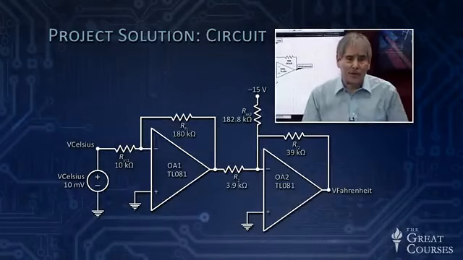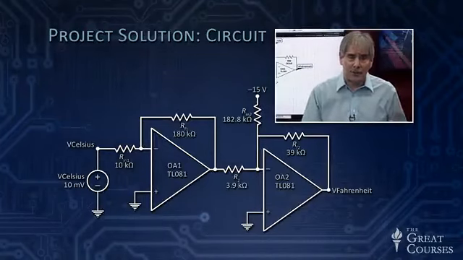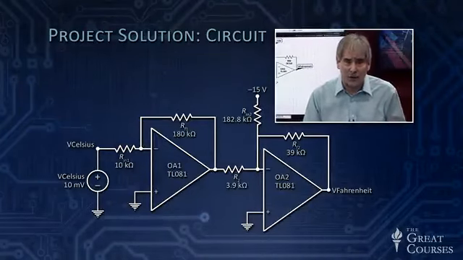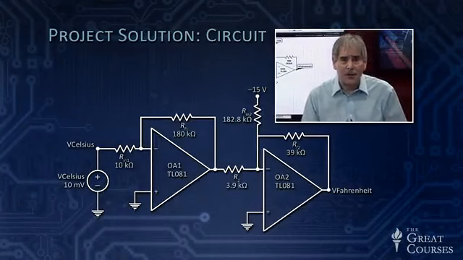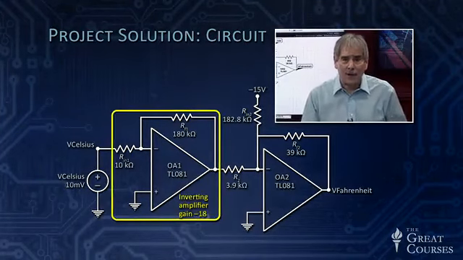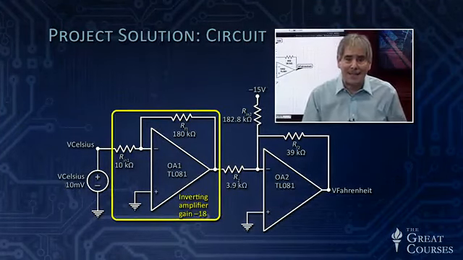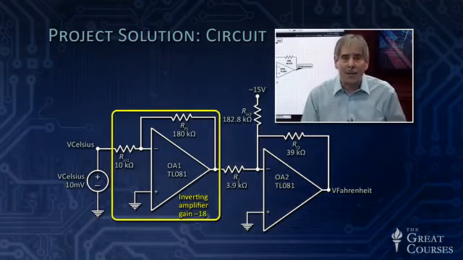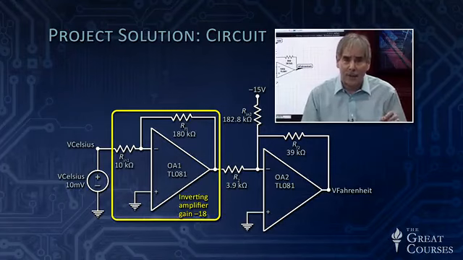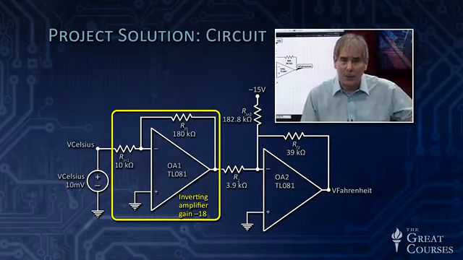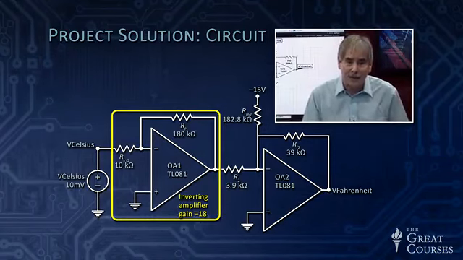Okay, so here is my solution, and I'll talk about my CircuitLab solution, and then I'll show you the implementation also in DoCircuits. So here's what I've got. I've got an inverting amplifier with a gain of minus 18. Why minus 18? Because the difference between Celsius and Fahrenheit is a factor of 1.8. 1 Celsius degree is 1.8 Fahrenheit degrees, so we need that conversion.